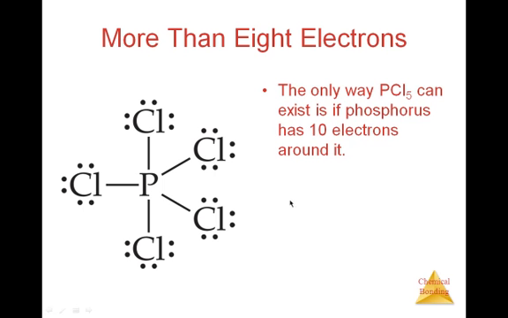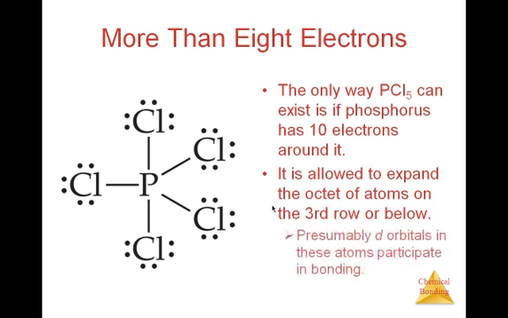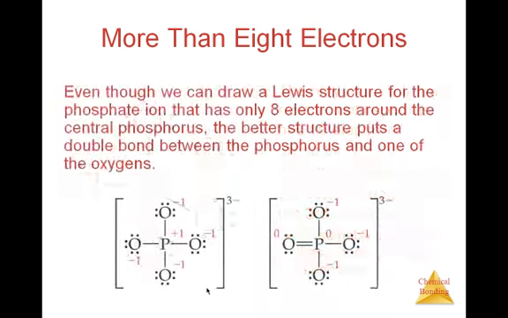Alright, there are exceptions where you have a central atom that has more than 8 electrons around it. The only way PCl5 can exist is if phosphorus has 10 electrons around it. It is allowed to expand its bonds into the d orbitals. The d orbitals are actually participating in the bonding.